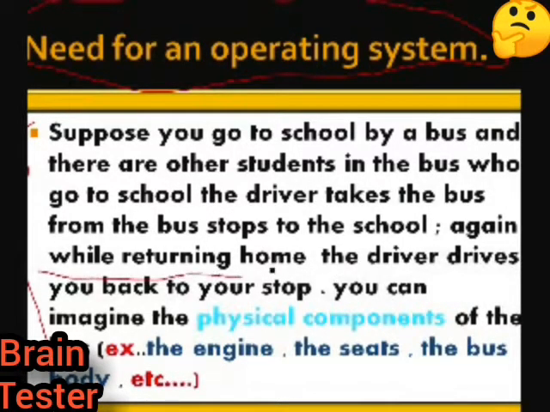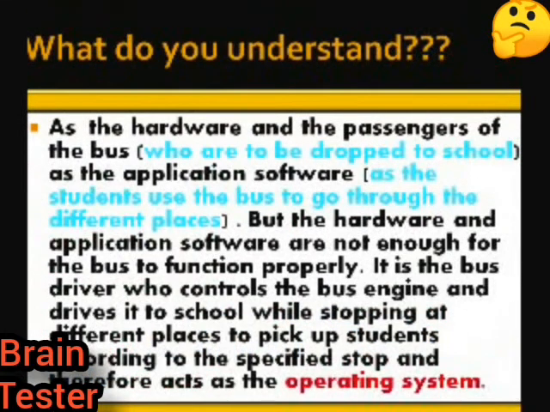The physical components of the bus, which I have underlined, are, for example, the engine, the seats, and the bus body. The bus body is the covering of the bus. Next slide. Now, what do you understand from this example?